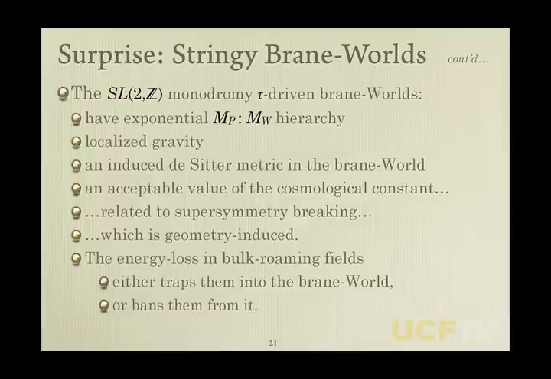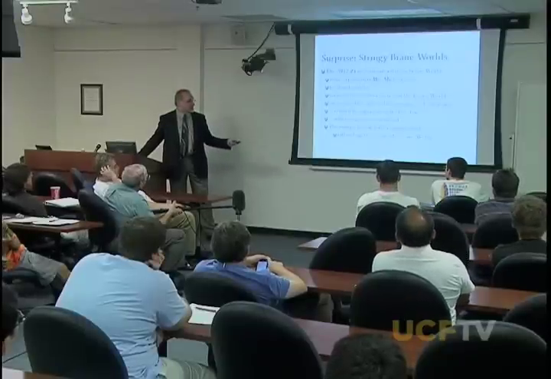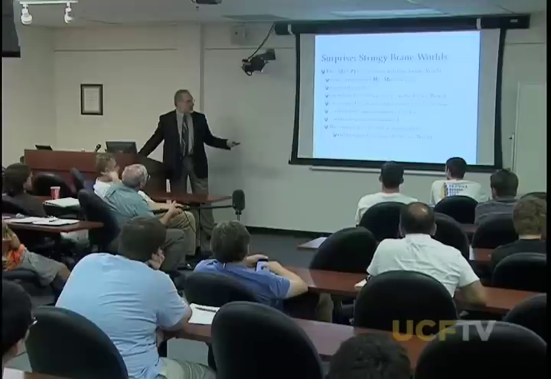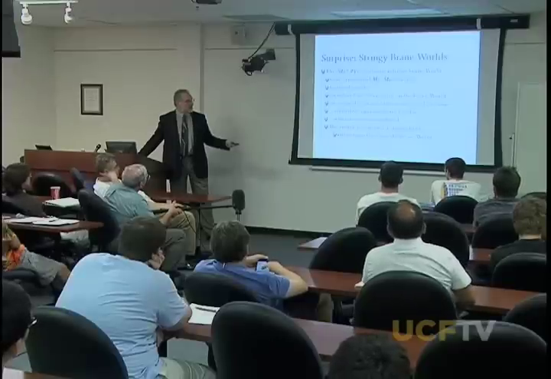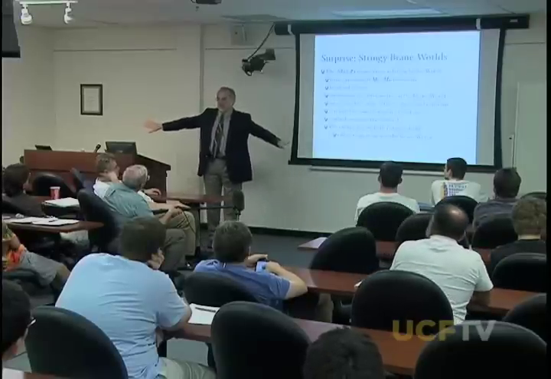So we have exponential hierarchy in that model, localized gravity in that model. Moreover, it turned out that we were able to modify the geometry to accommodate what's called the de Sitter metric, which has a cosmological constant. You may have heard that the Hubble telescope told us unambiguously we do live in a de Sitter world with a very small but non-zero cosmological constant, and all of that turns out to agree. And there is something like energy loss in the bulk roaming fields that either traps them to our world or traps them away from our world.